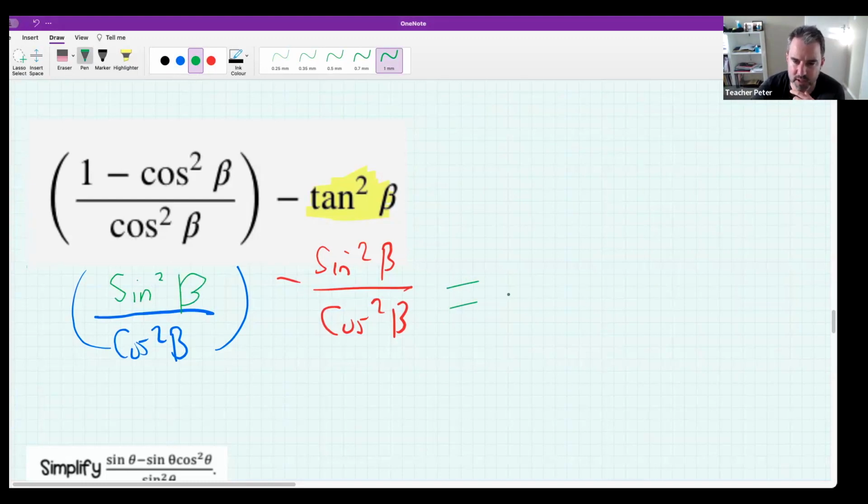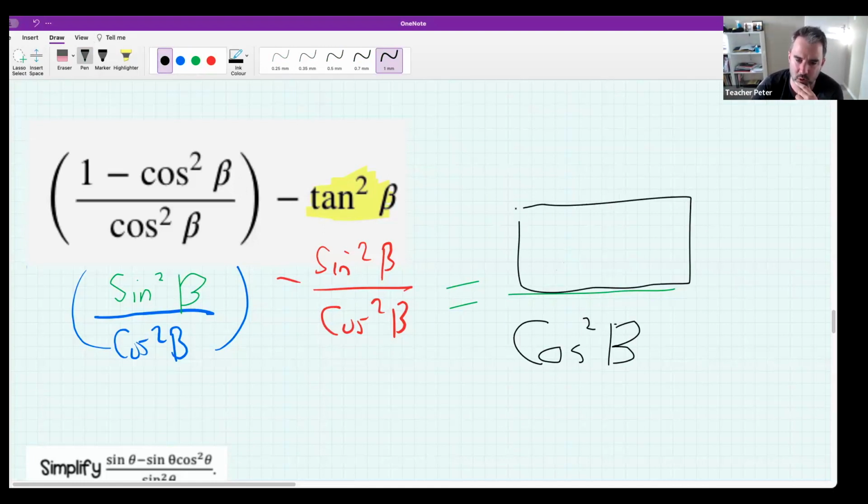Okay, now what is that going to end up giving me? I think this all is going to be over cos squared beta. But now I need to know what goes on top. What do we think goes in the big black box? Okay, Bukle, let's go to you. What would you put there?